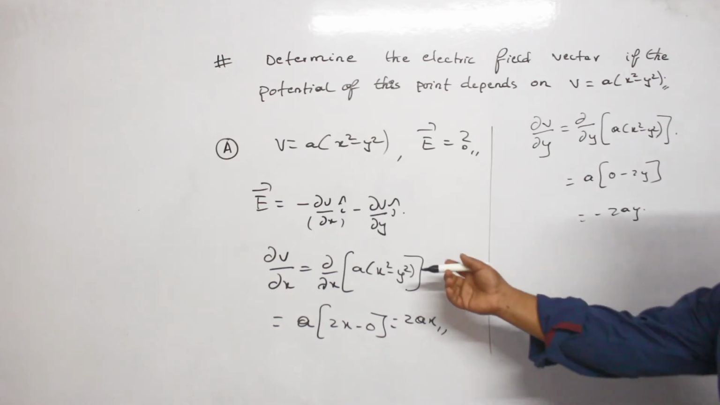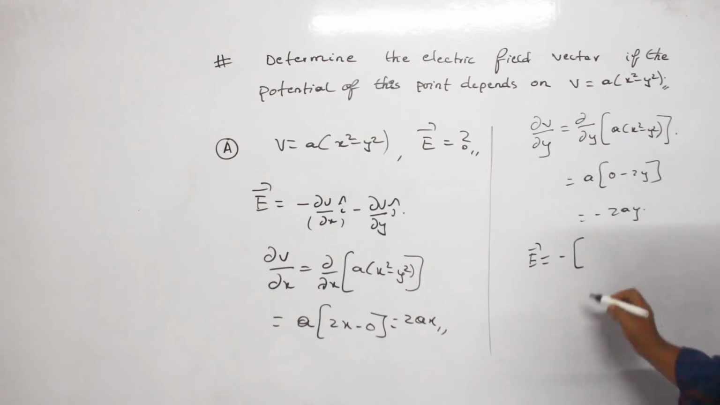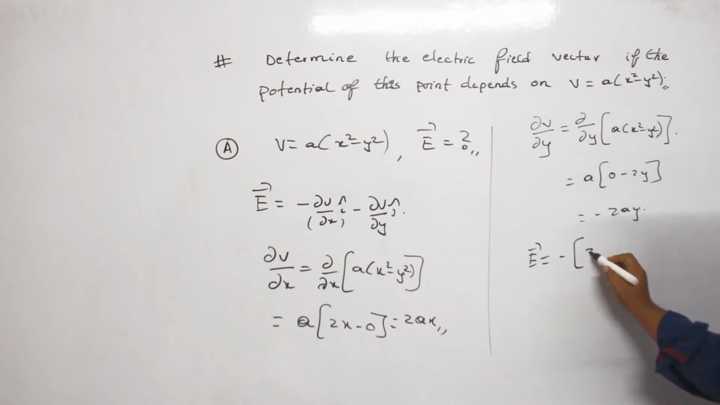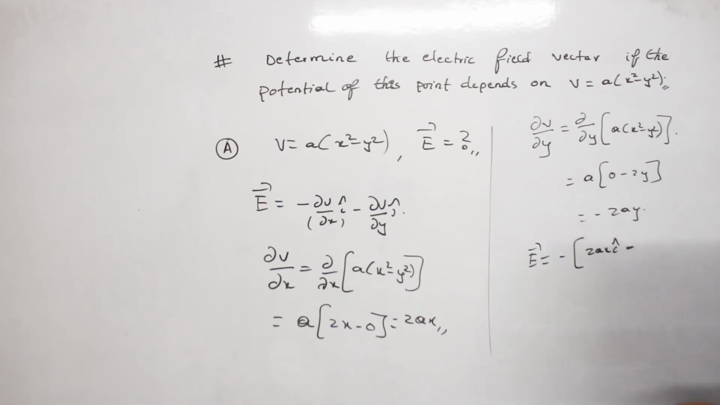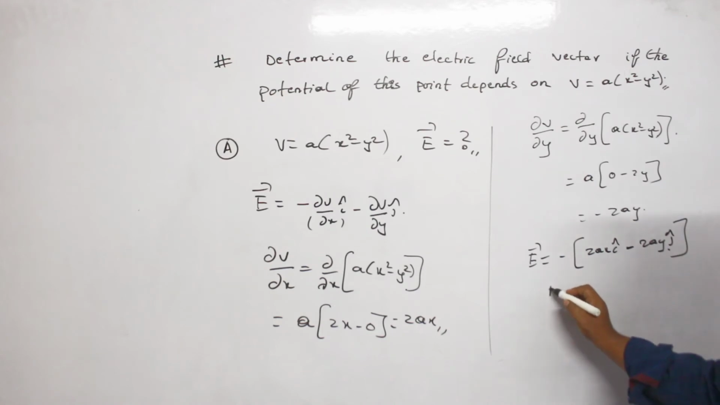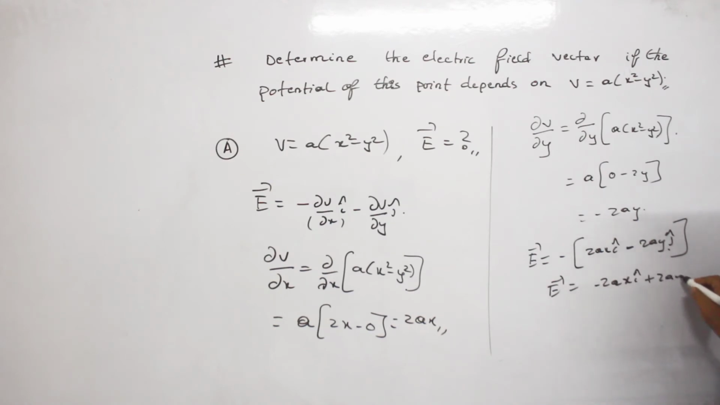So therefore, now if I substitute in this relation, E vector is equal to minus of, dou V by dou x is how much? 2ax i cap, and minus of 2ay j cap. That is our answer. So therefore, electric field is equal to minus 2ax i cap plus 2ay j cap. That is the electric field which is existing along both the x-axis as well as the y-axis.